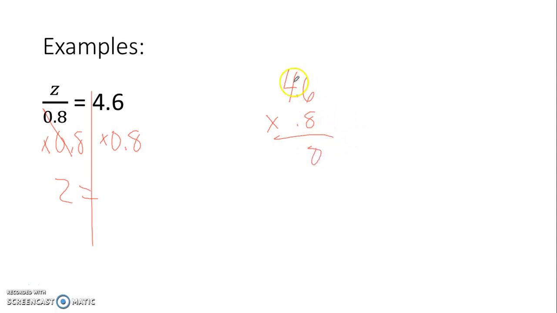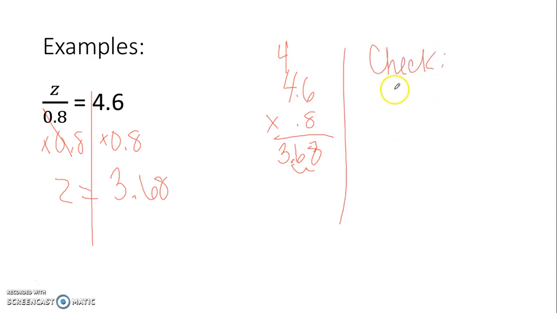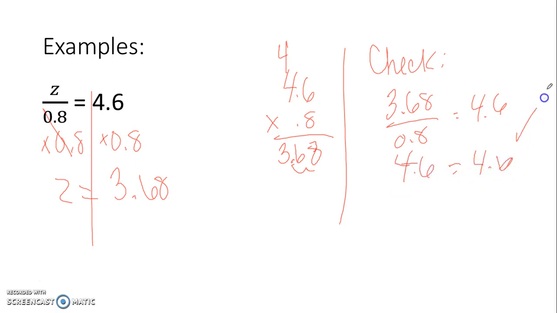6 times 8 is 48. 8 times 4 is 32. Okay, 32 plus 4 is 36. We need to move it over 2 places, so we get 3.68. Right, we can check our work with 3.68 divided by 0.8 is equal to 4.6. And when you do all of the math with this, it does in fact equal 4.6. Alright, so it checks out. Okay, and z is equal to 3.68.